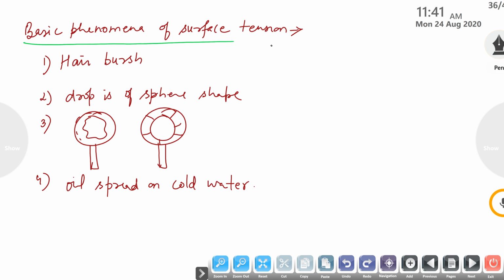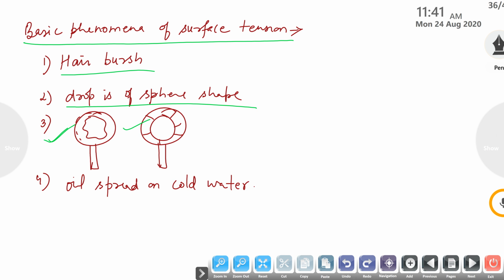Now, some basic phenomena due to surface tension. As you have watched with the hair brush, when it goes inside the liquid it spreads out, and when we take it out of the liquid it contracts because the liquid takes minimum surface area. A drop of a liquid is a sphere. If we drop any liquid, it will take a spherical shape, because a sphere has the minimum area for any volume. And this is an activity which can be explained with the help of your book.